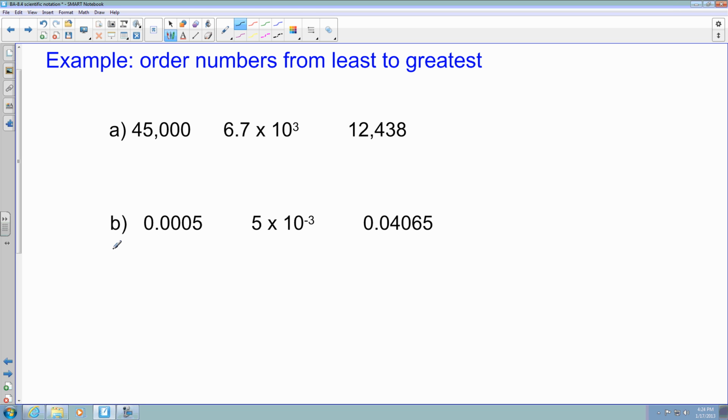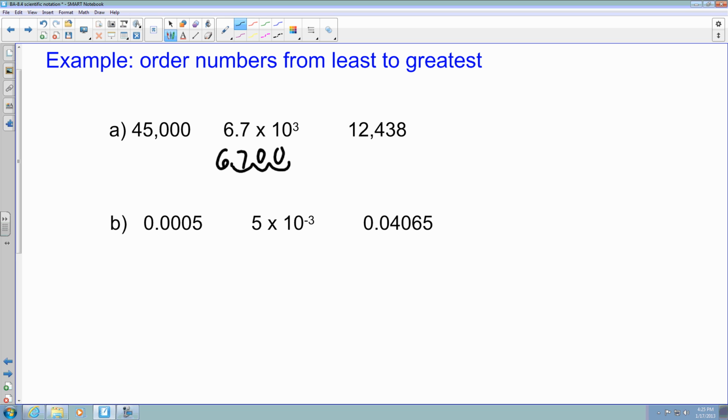So let's try both. Let's put them in standard form, and then let's put them in scientific notation, and I'm sure that they'll come out the same. So let's do standard form first. So 45,000, it's already in standard form. 6.7 times 10 to the third is in scientific notation, so I'm going to put this as 6.7, and it's times 10, so that's going to be 3 spaces to the right, so I'm going to go 1, 2, 3.